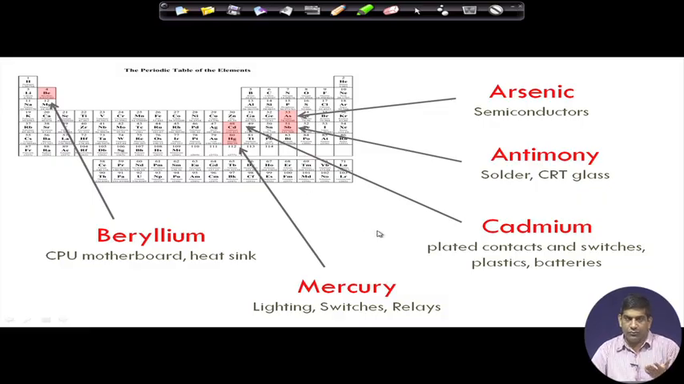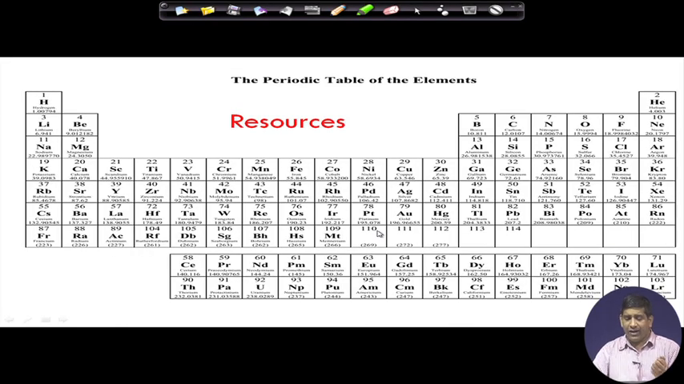So we need to use those elements anyway. And then it's a resource. So toxicity is a concern, and at the same time it's a resource. So why should we just throw it away? Why don't we try to recover material out of that?